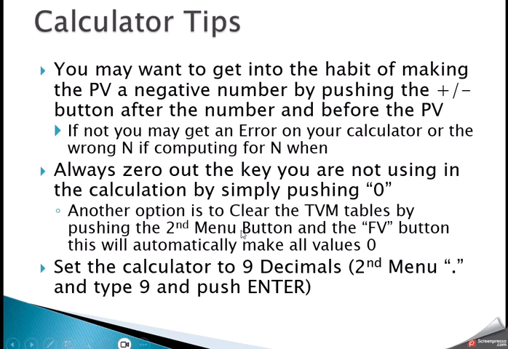Another way that you can do it is you can clear the time value of money tables. That's in our second menu, and it's above the FV button. So that's also another way to make everything go 0.